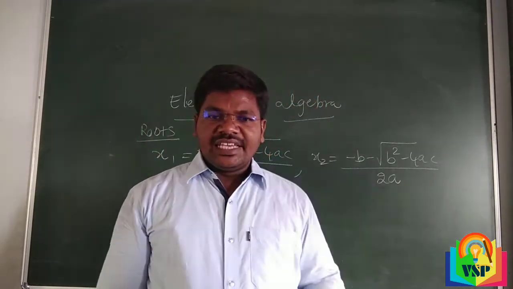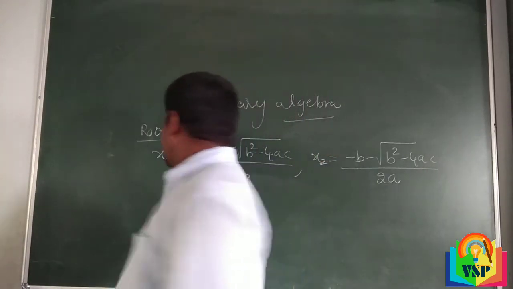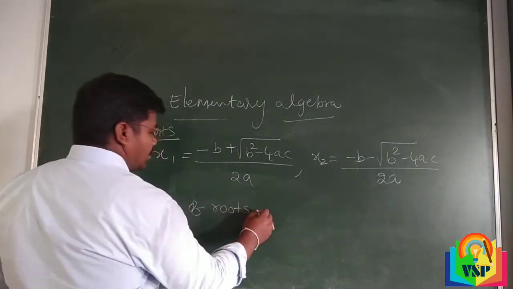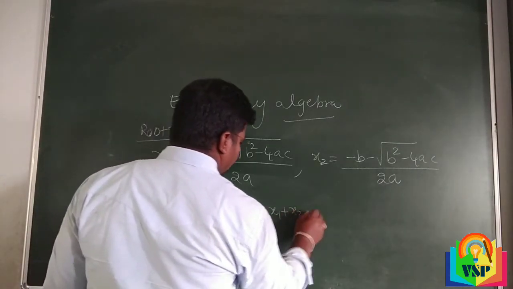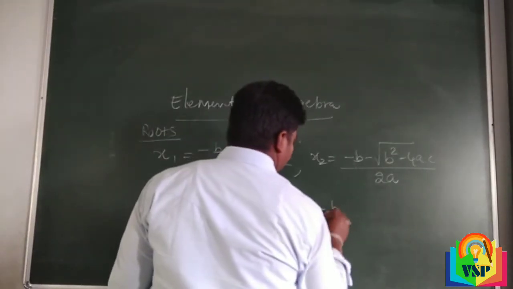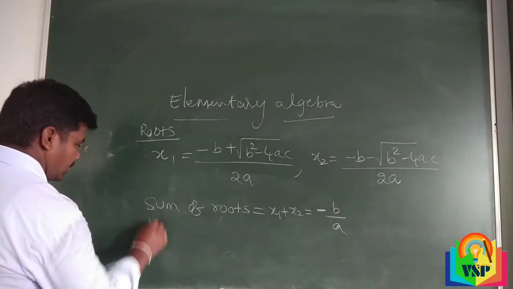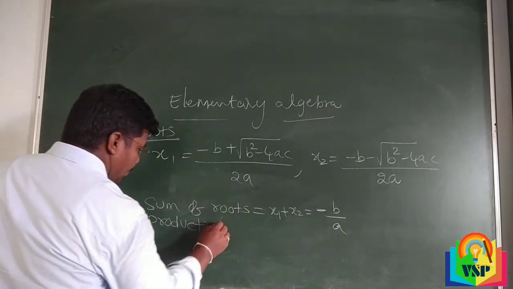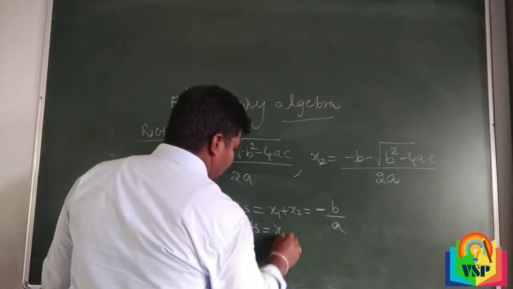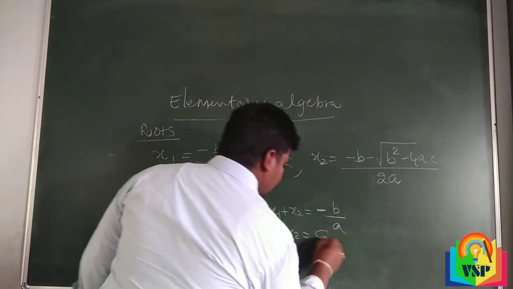We can easily see that the sum of roots, x1 plus x2, is equal to minus b by a. Next, the product of roots, x1 into x2, is equal to c by a.